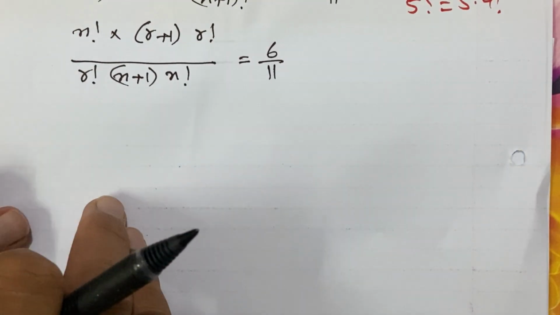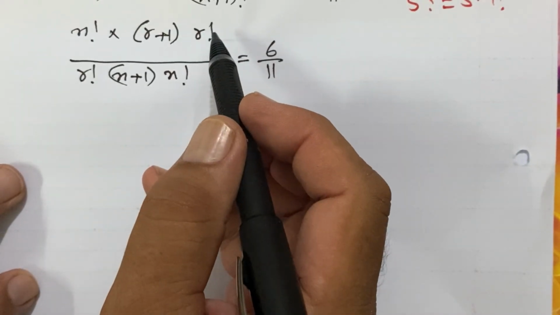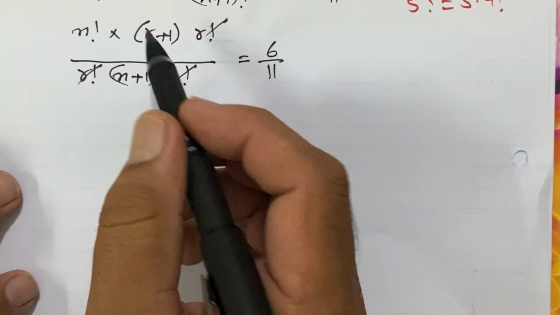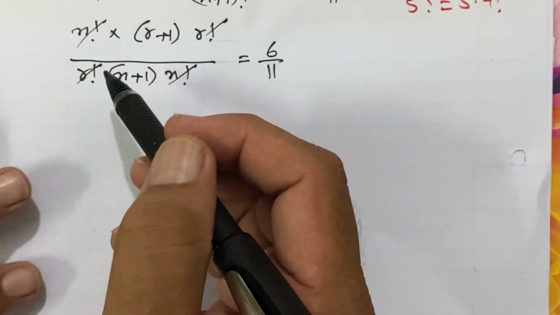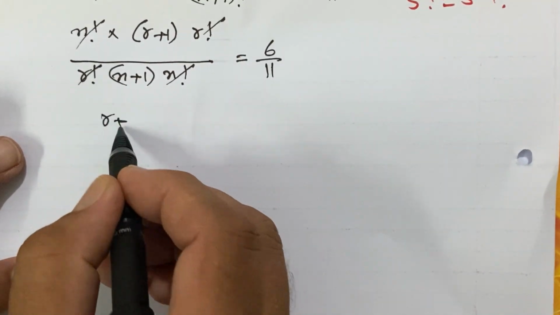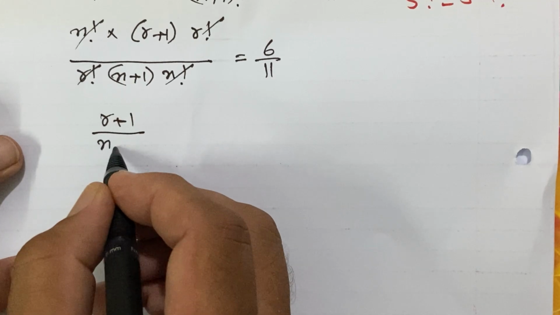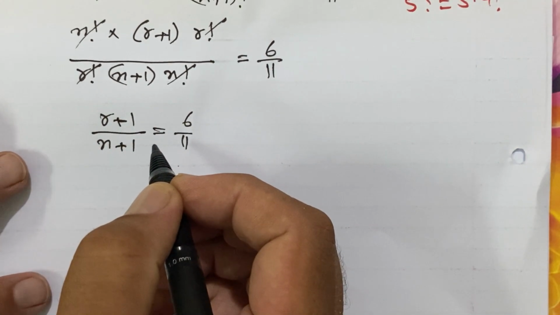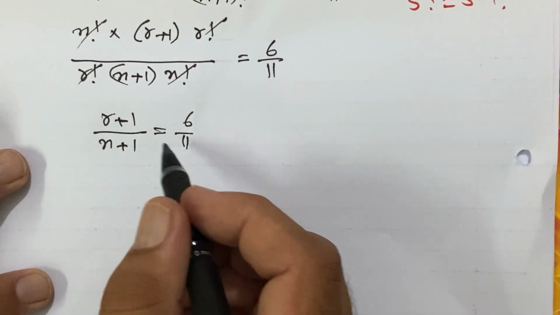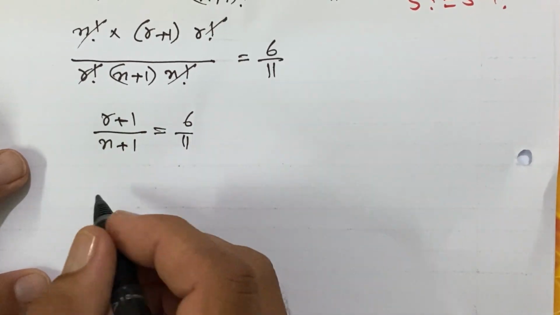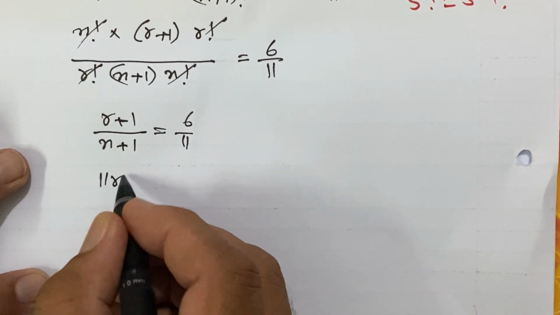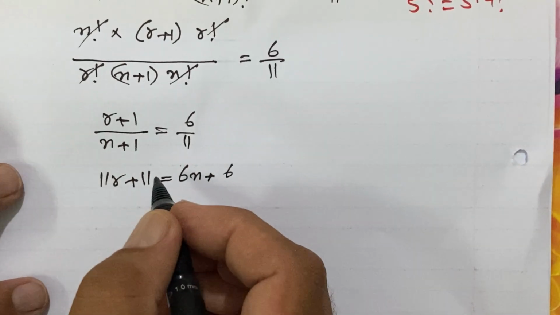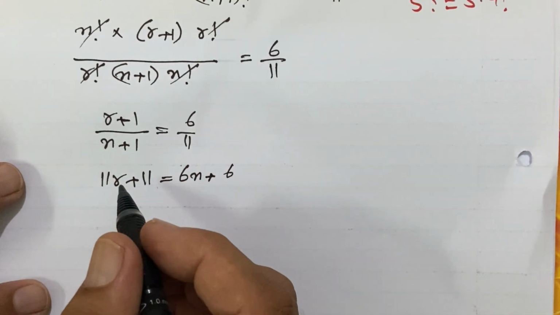Now this r factorial is cancelled with this factorial, then (r plus 1) over (n plus 1) is equal to 6 by 11. Now by cross multiplication, 11r plus 11 is equal to 6n plus 6.